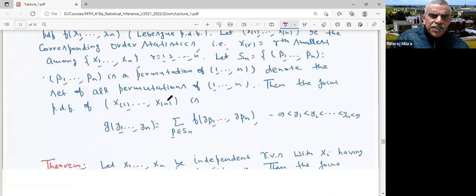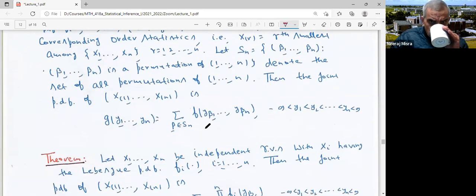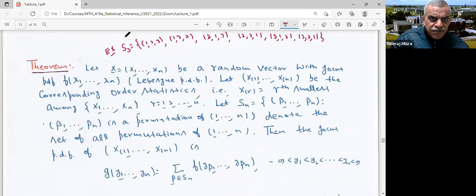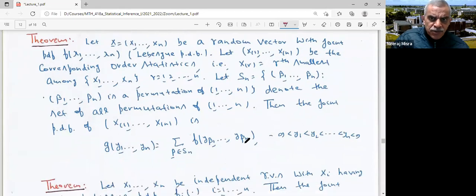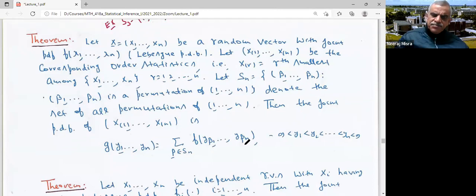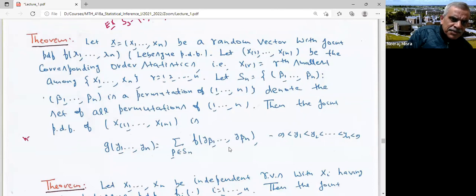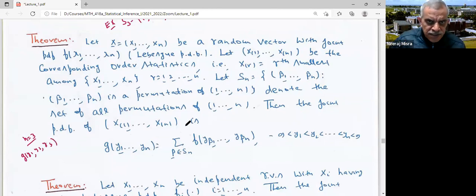Then if I have to consider the joint PDF of the order statistics, what do I have to do? I have to sum the joint PDF of X1, X2, ..., Xn, with y1, y2, ..., yn replaced by all the permutations. You keep on permuting y1, y2, ..., yn. So there will be n factorial terms in the sum, and you can get this PDF. For example, in the case of n equal to 3, what will be my joint PDF of the order statistics?